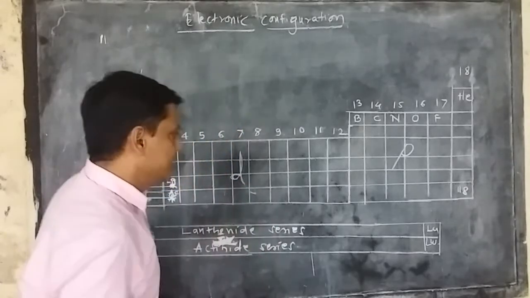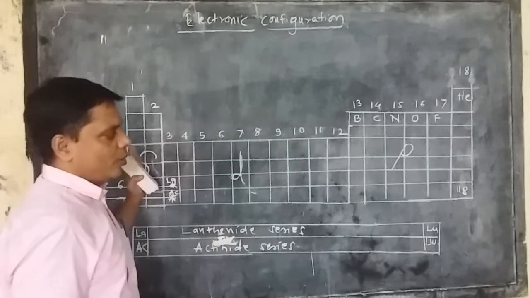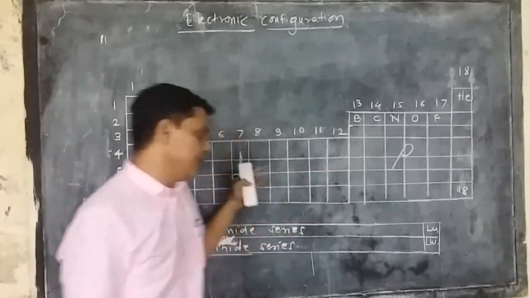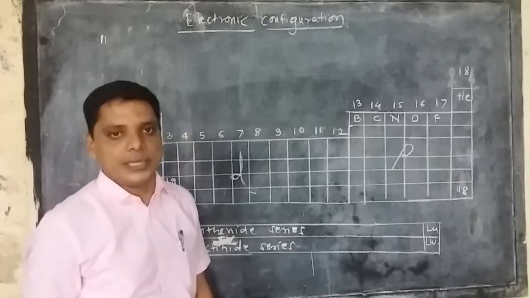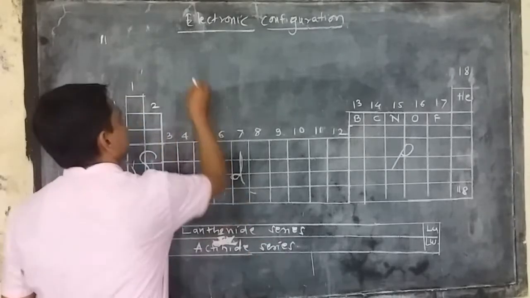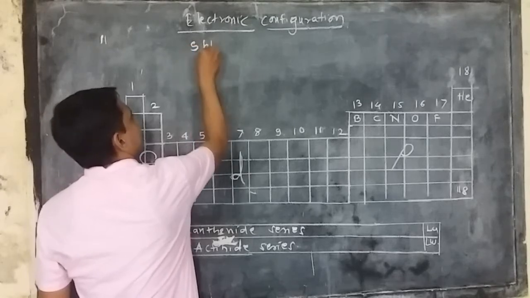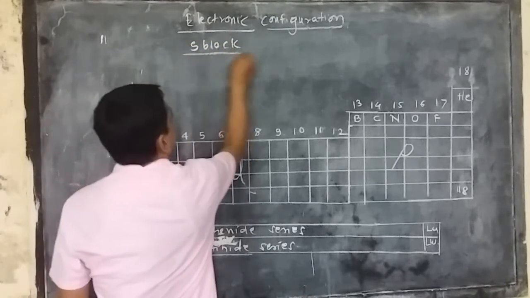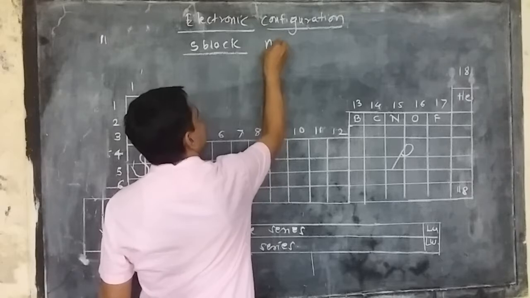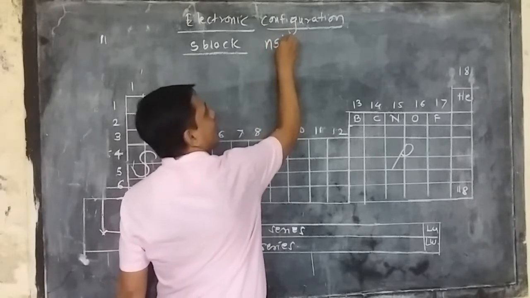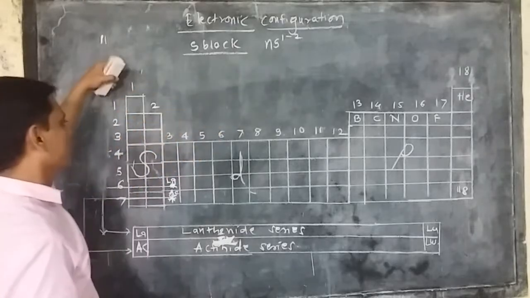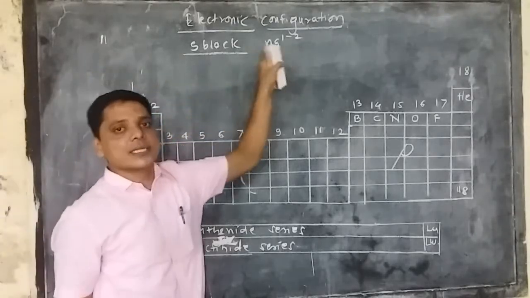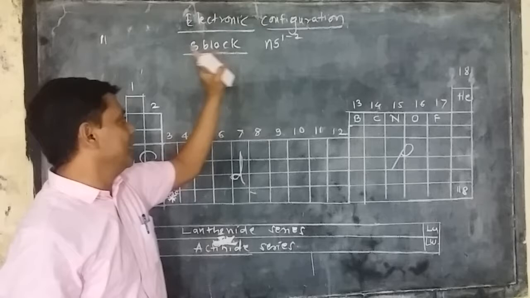Now see, the periodic table has four blocks: S block, P block, D block and F block, and every block has its electronic configuration. For the S block, the electronic configuration is ns, that is 1 to 2. So this ns1 electronic configuration indicates that the S orbital contains one electron.